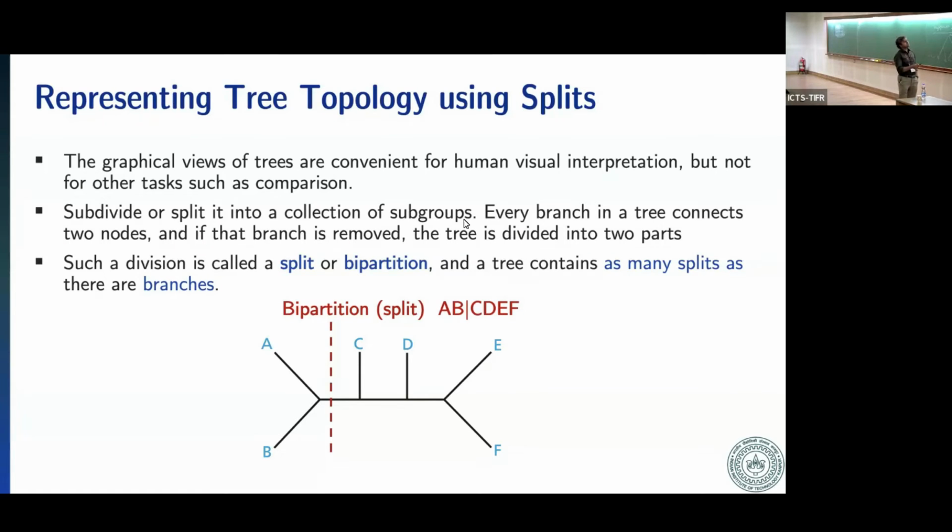What are the trivial splits? Any branch that is connected to a leaf, if you cut the tree there, you will end up with, on one side, let's say this one, A. So this is one set. On the other side you have everything else, B, C, D, E, F. So any branch which is connected to a leaf gives you a trivial bipartition. It's the non-trivial bipartitions or splits which really talk about the tree structure. Okay.